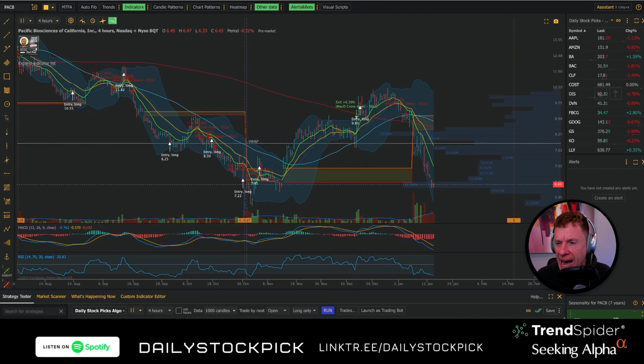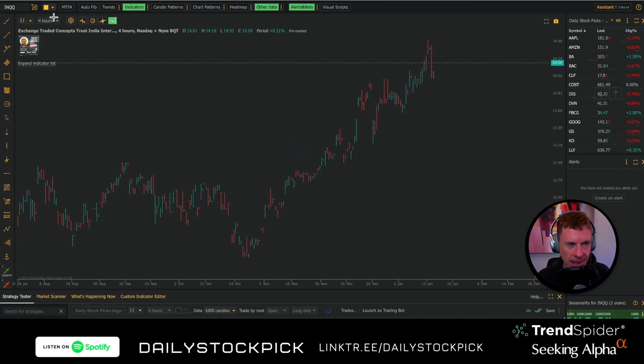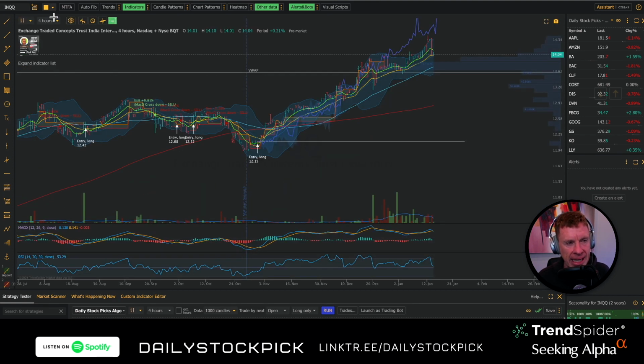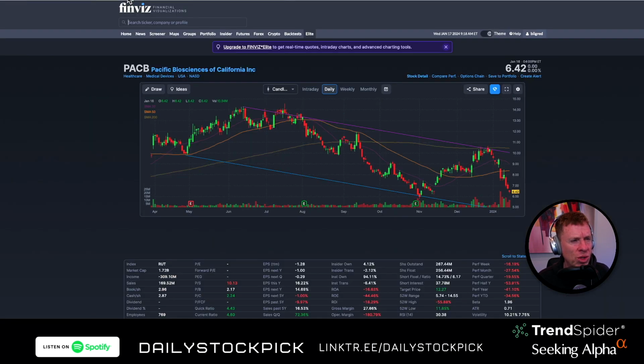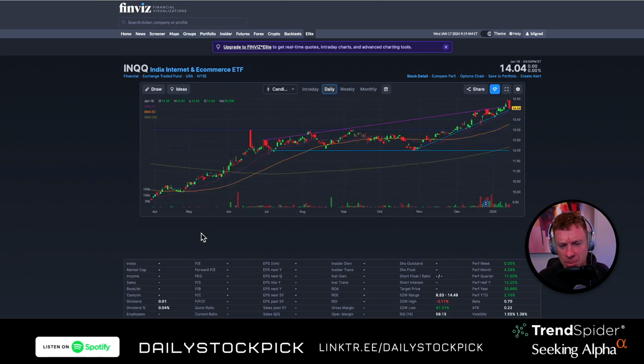Let's look at 3 I's from Spotify. INQQ, not IONQ, INQQ, which is Exchange Traded Concepts Trust India. This is probably an Indian market ETF. India has been going really, really well, and you can see $12 here. You're up at 14. INQQ, let's see if they have anything on FinViz about it. It's an e-commerce from India. It's up 2% year to date.